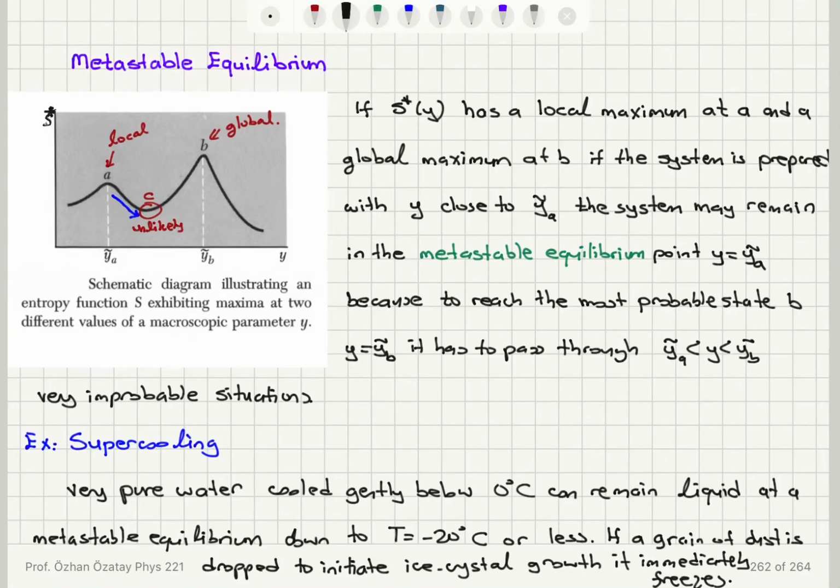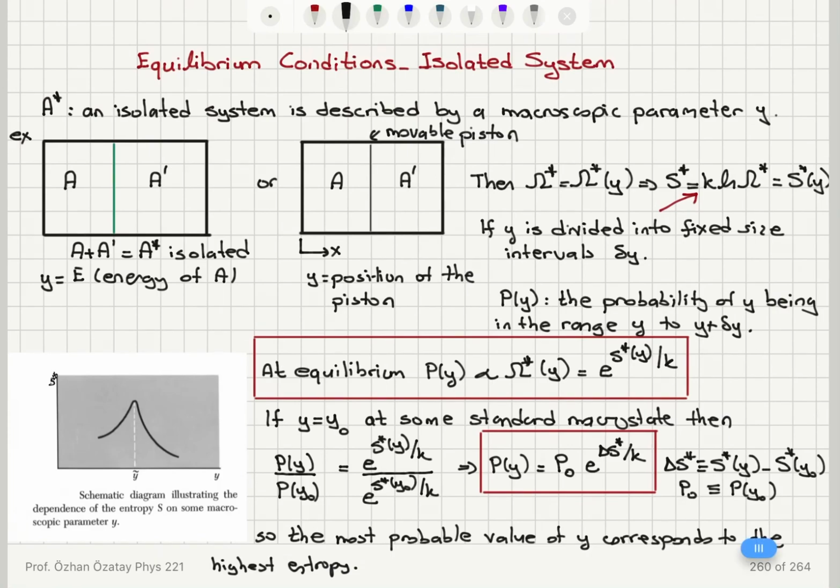Okay, so we're trying to describe the equilibrium conditions for an isolated system, and we have a macroscopic parameter y. For example, this is the energy of system A in the isolated system A star, where A and A prime are in thermal contact, or it has a movable piston in between the two, and we can call this macroscopic parameter y the position of the piston. Now, what is the probability of having a certain value of this macroscopic parameter y? According to our equal a priori probabilities postulate, it depends on the number of accessible states as a function of y, and therefore the total entropy.